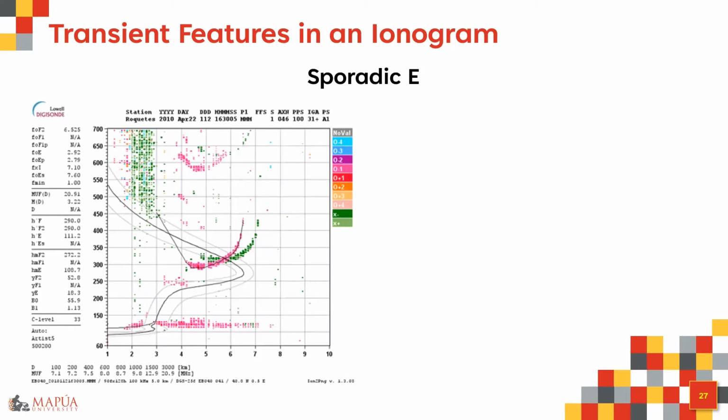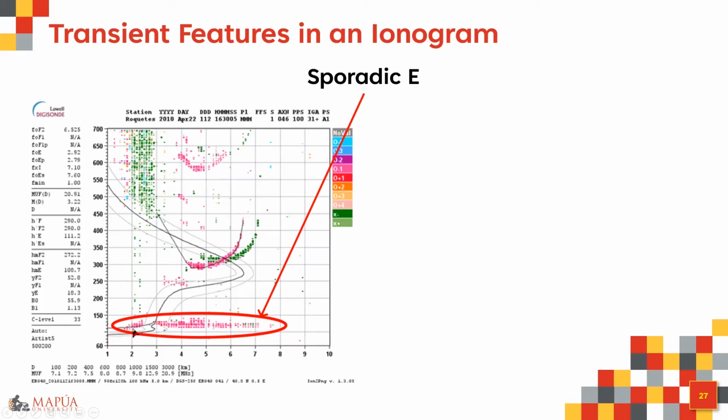Okay, the sporadic E is actually an intense cloud of ionization found in the E region, and it happens sporadically. So very transient and very unpredictable. Okay, so in the ionogram, it looks like this. So this is your ionogram. This is the sporadic E signature in an ionogram.